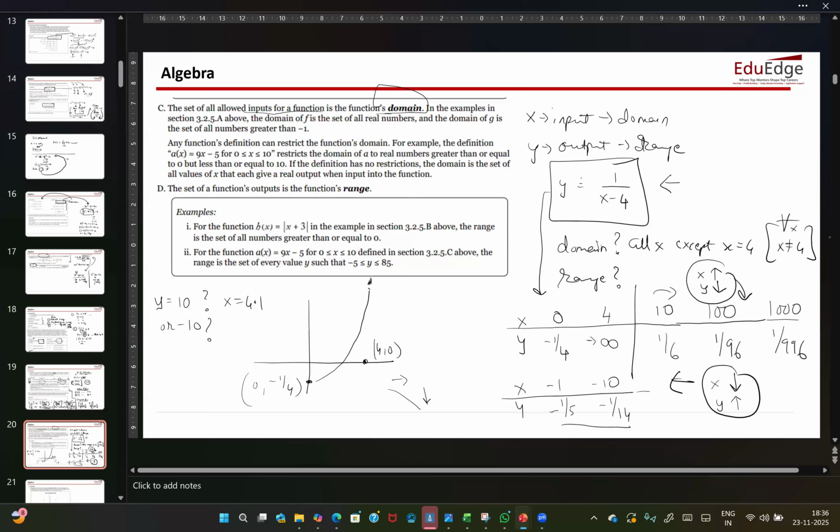Correct, by observation. And when will y be equal to minus 10? 3.9. Yes. Okay. So when will y be equal to 100 or minus 100? Just shift the decimal one more. 4.01, and in this case, 3.99. Yes or no? I'm still trying to understand what sort of questions will come on this and what the range here is. Exactly, that's what I'm coming at.